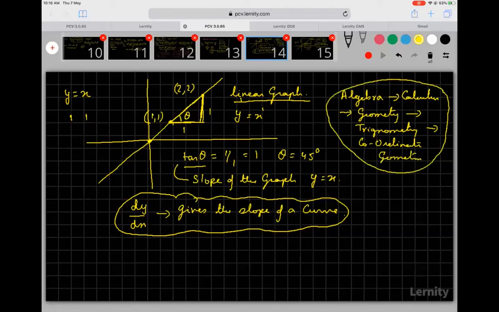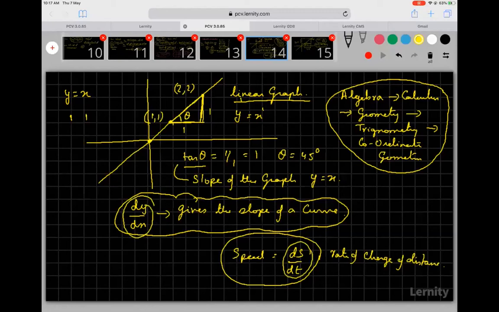You should learn these relationships because in your 10th standard or 9th standard, when you learned what is speed, speed at that time was distance by time. Now speed won't be distance by time. Now speed will be ds by dt, that is the rate of change of distance. So rate of change is nothing but ds by dt. That is the differential of a function, dy by dx.